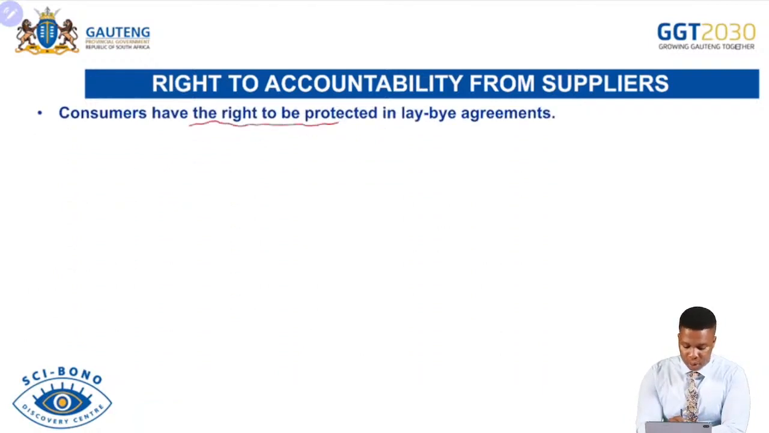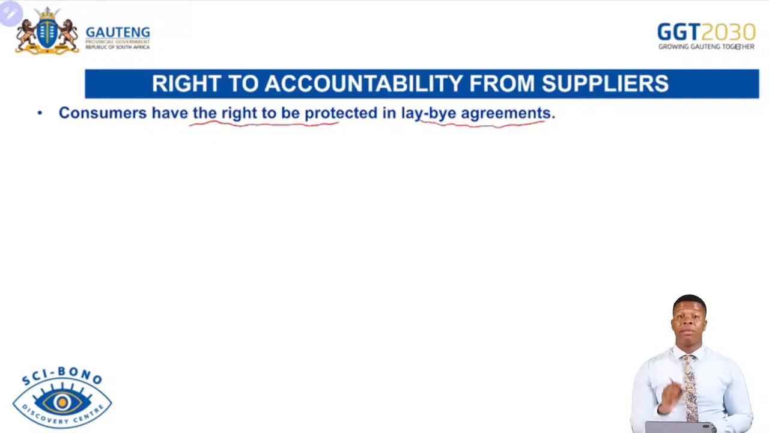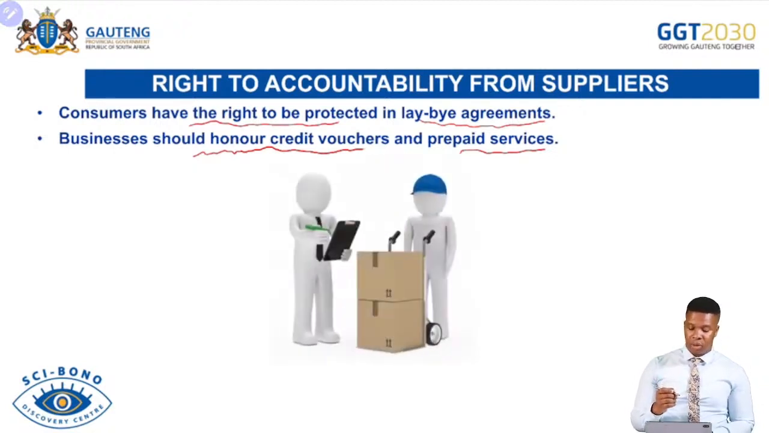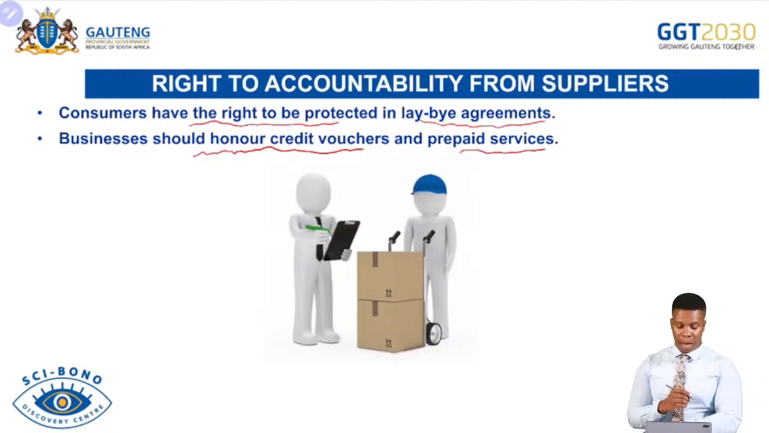And then as we proceed to the right to accountability from the supplier, we are saying consumers have the right to be protected in a lay-by agreement. So that is one, to say if anything happens to the product while it's on lay-by, then the consumer would be protected. And it also ensures that businesses should honor credit vouchers and prepaid services that are there to reduce whatever product the consumer is trying to buy. But elsewhere, it also emphasizes that the supplier should provide quality and protect the consumer in the process of a lay-by agreement.